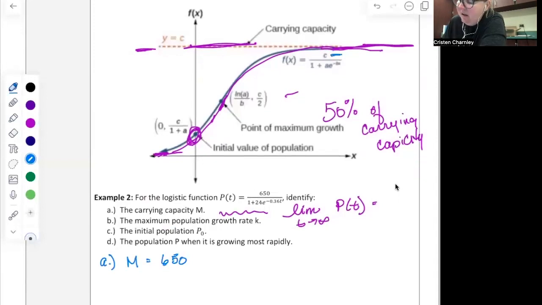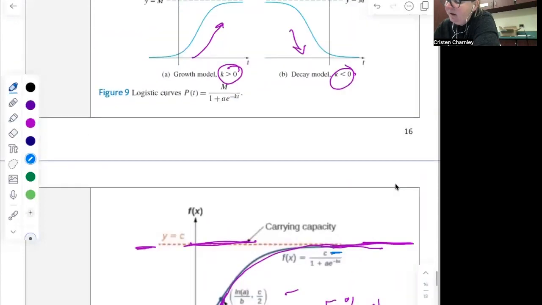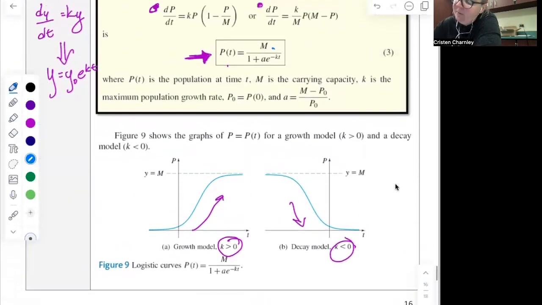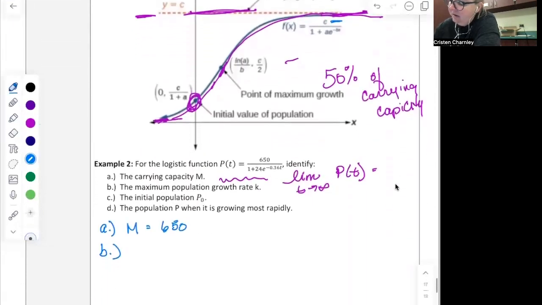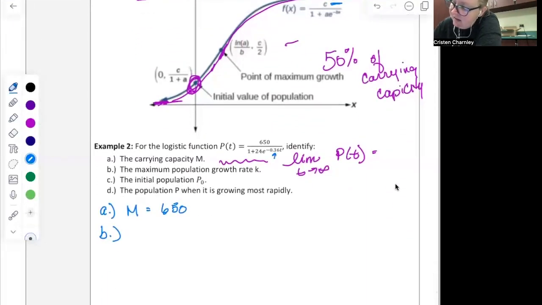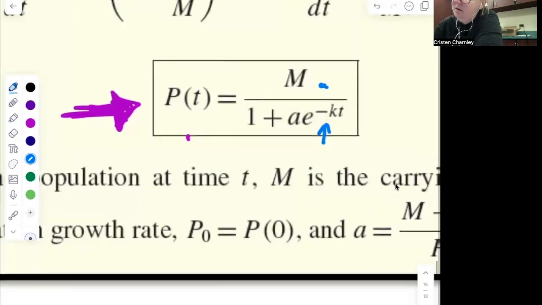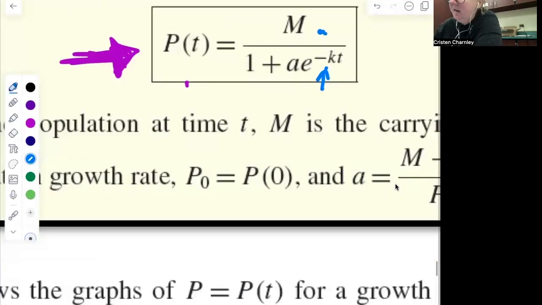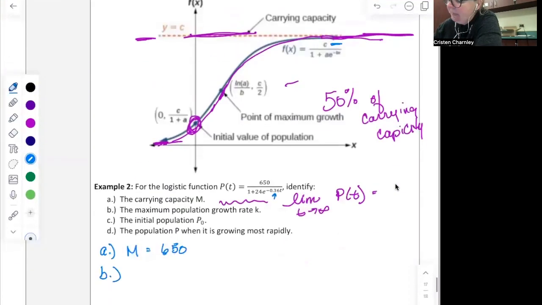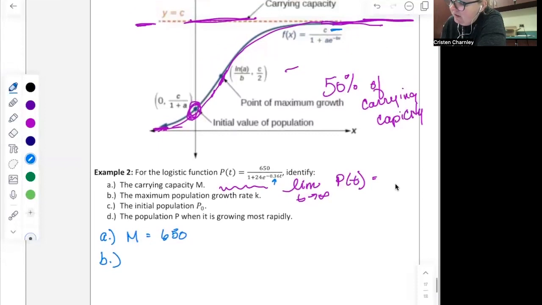The maximum population growth, K, so we're going to come up here. Remember, K is the exponent on the e. The exponent on the e is negative 0.36, but negative is part of the formula, so I want the positive version in this case. So for this problem, 0.36 is equal to K.